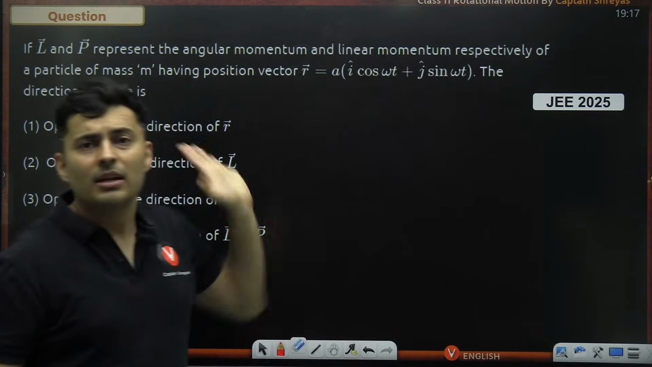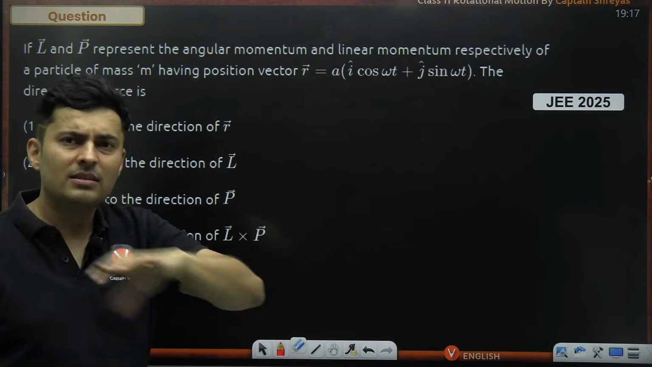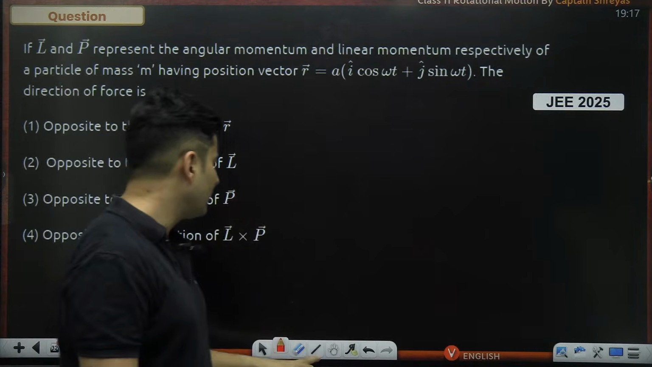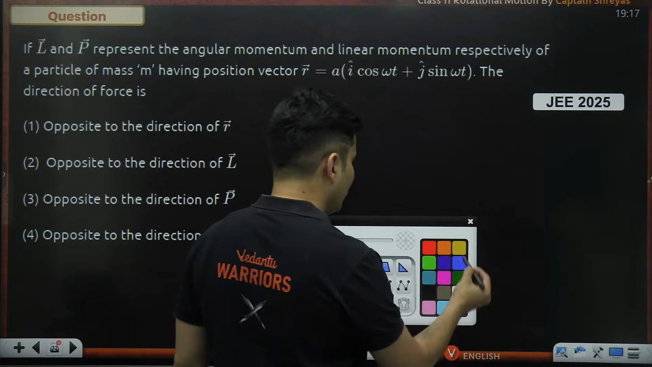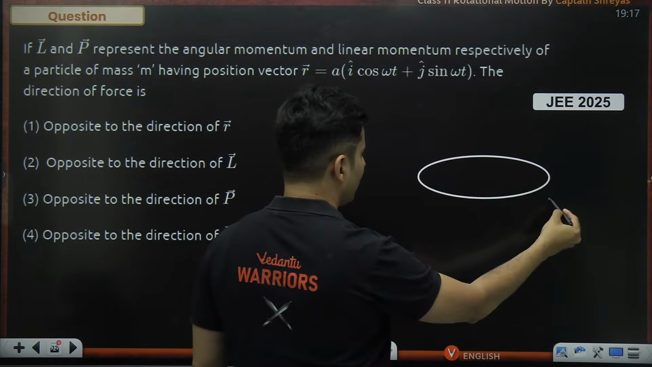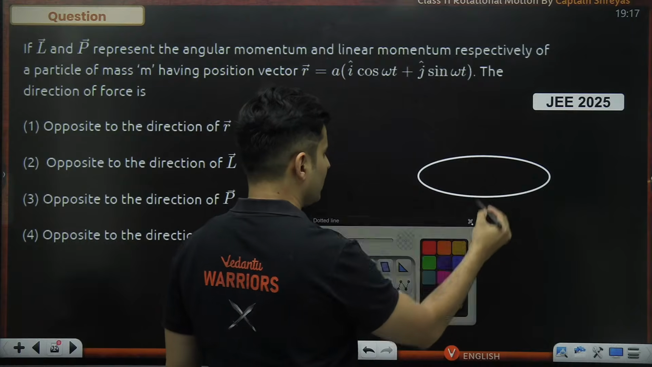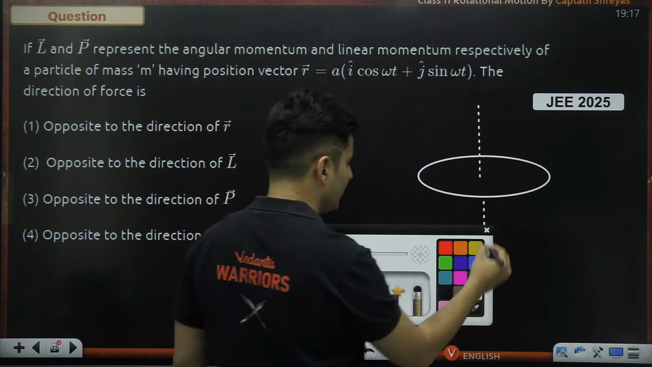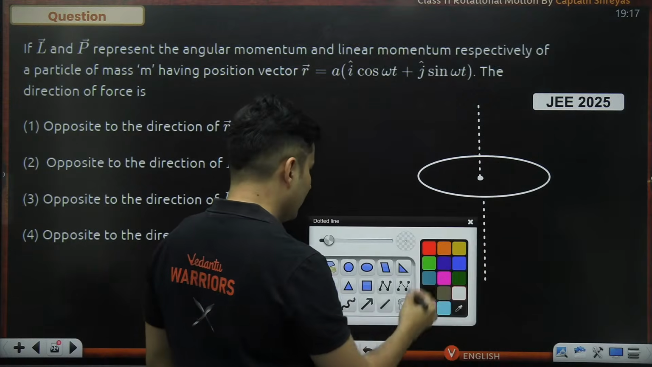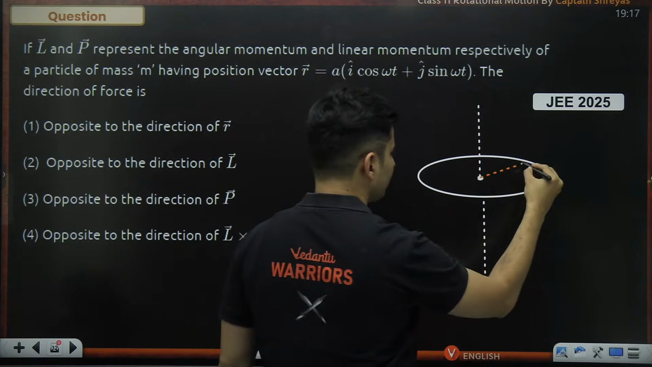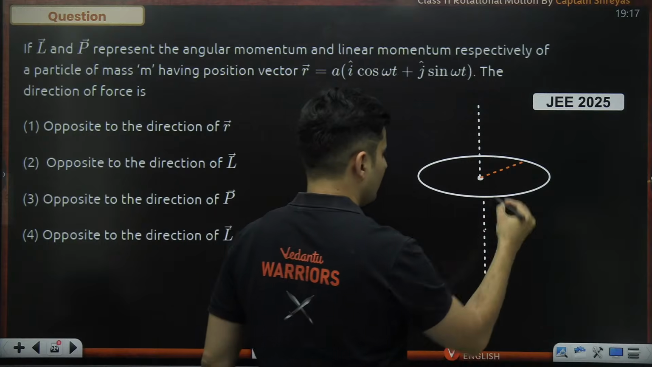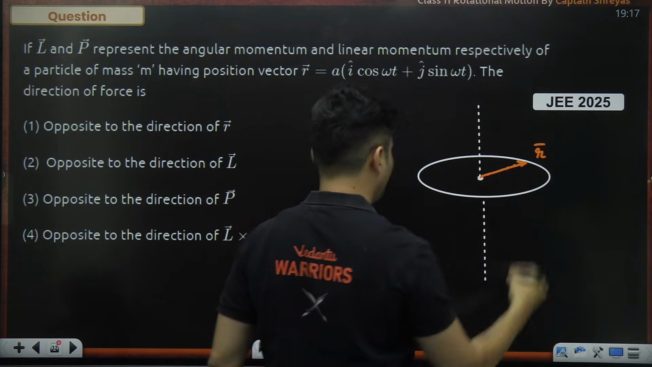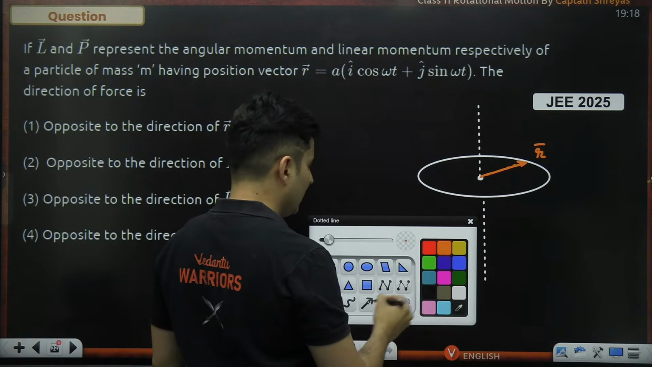This is a very common equation, guys. r is something cos omega t i cap, something sin omega t j cap. It's nothing but the particle is actually going in a circular path. The particle is actually going in a uniform circular motion. And you are taking the position vector. This is nothing but your position vector like this. And the particle is going in circular path.